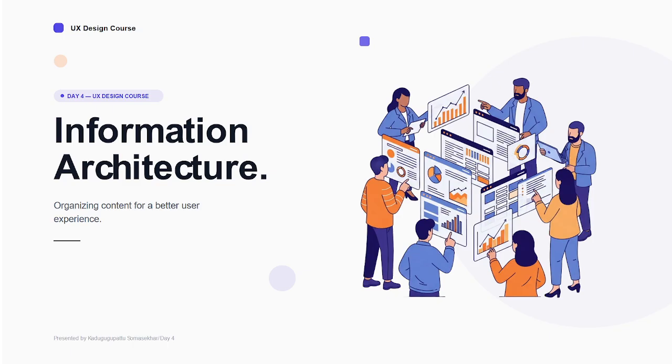Today our class is information architecture. Information architecture is nothing but organizing the content for a better experience. For example, in a supermarket, they organize items separately by category. If you want to buy vegetables, they are in the vegetable section. If you want fruits, they are in the fruit section. Like that, we organize the content for a better user experience. It is known as information architecture. In this session, we will learn information architecture in detail.